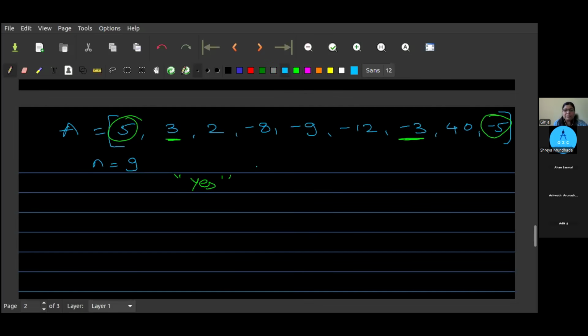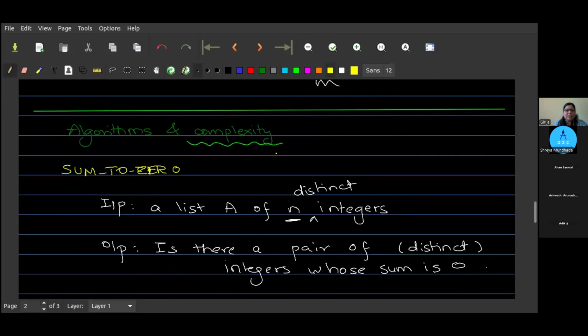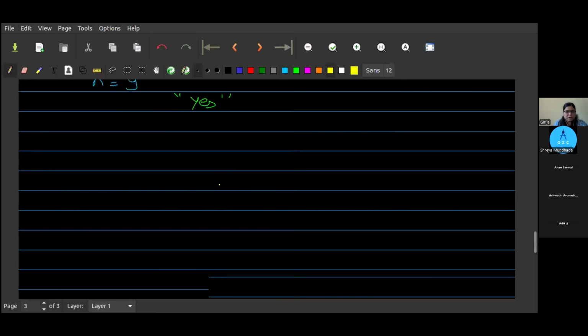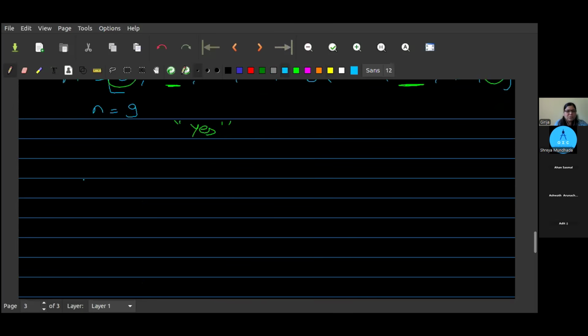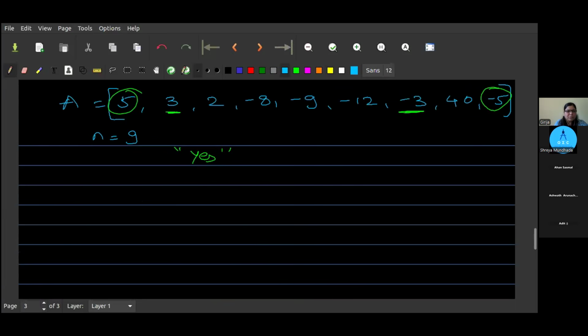I'm sure there are better approaches, and we'll come to some of them. But just to tell about complexity in a bit formal way, let's stick to this approach so that we can analyze it nicely. So this was the approach, right? You start with this list. Let me write down the exact same list maybe.